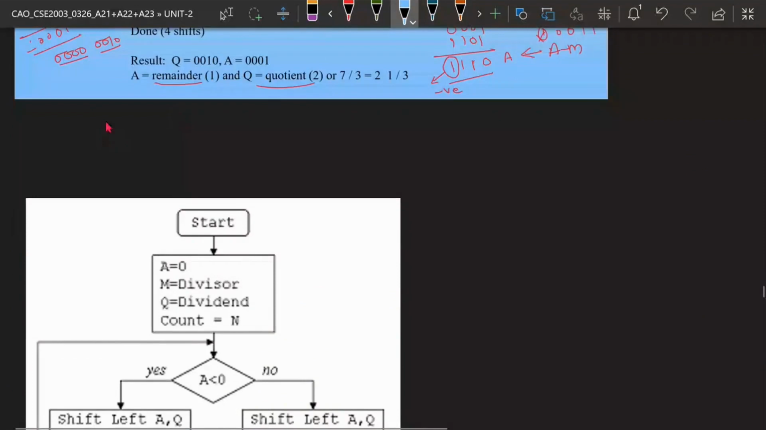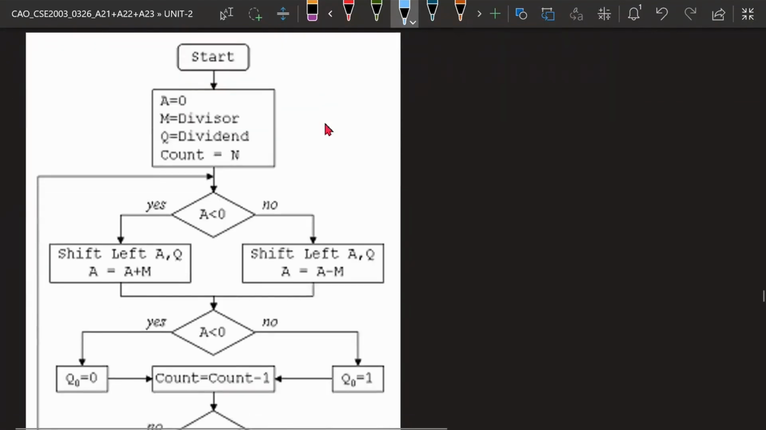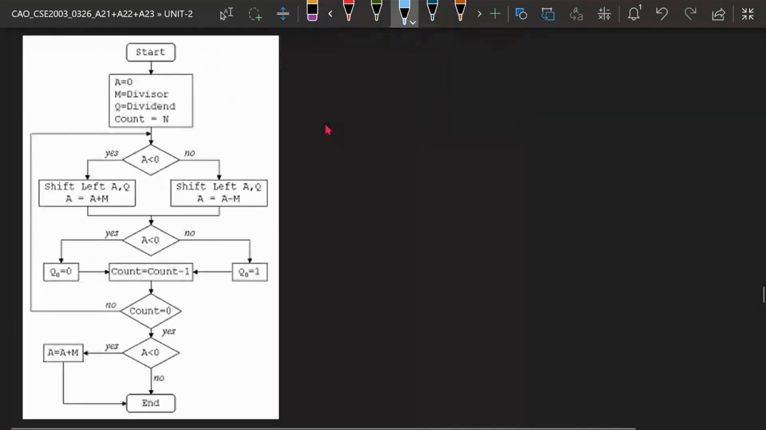Next we will see the non-restoring algorithm for division. So this is the basic algorithm used for non-restoring type of divisions.